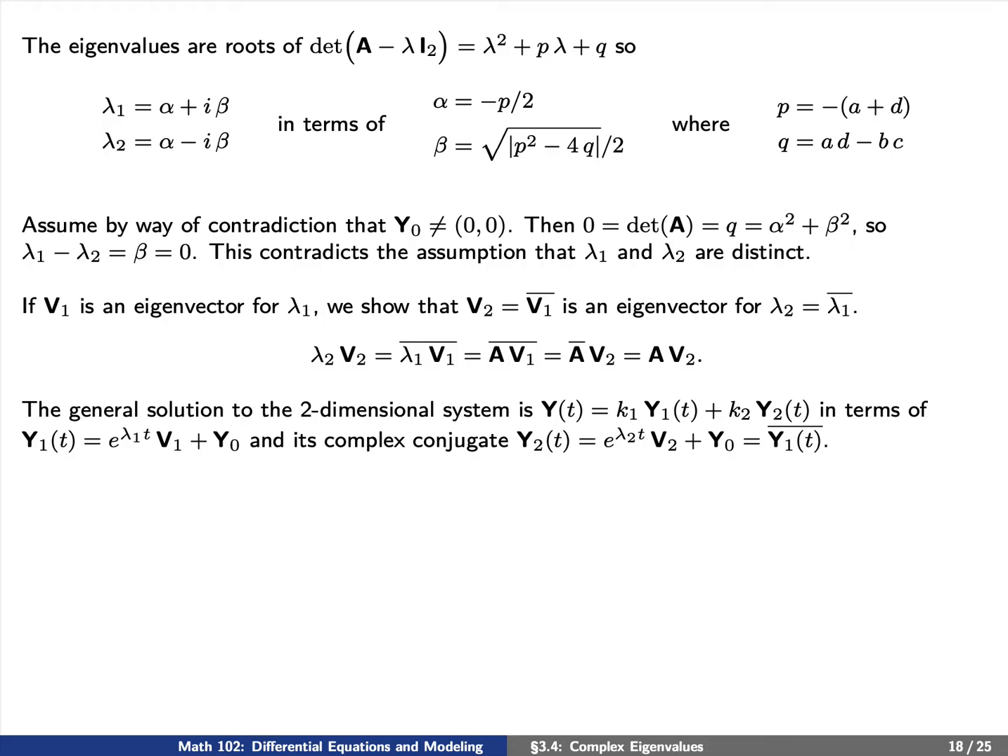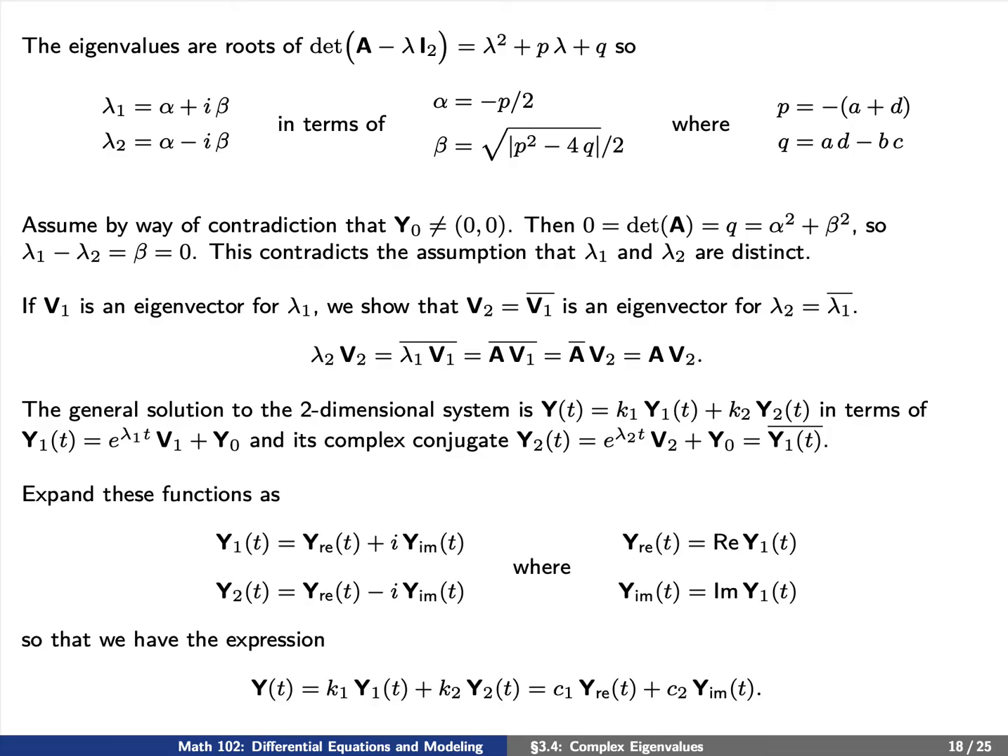Finally, we'd like to take a look at the general solution of our two-dimensional system, but in terms of real valued functions. We know, to begin with, that the general solution of our system is expressed in terms of y sub 1 and y sub 2, where y sub 1 is a straight line solution and y sub 2 is its complex conjugate. Let's now express both of these functions in terms of their real and imaginary parts, that is capital Y sub re and capital Y sub im. Then, by simple substitution, we find that capital Y we can express in terms of capital Y sub re and capital Y sub im.